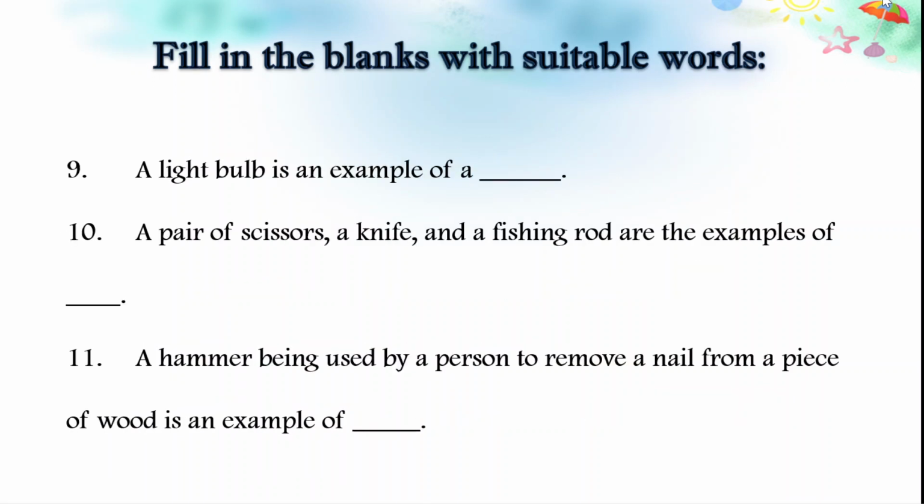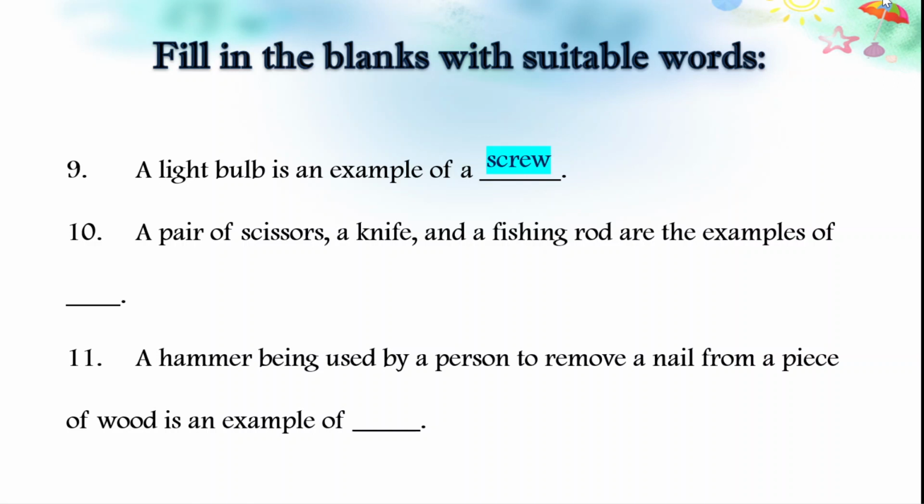Then a light bulb is an example of a screw. Why? In olden days you used to have a bulb which consists of a screw arrangement, that is grooves at the top of the bulb. So it is an example of screw.